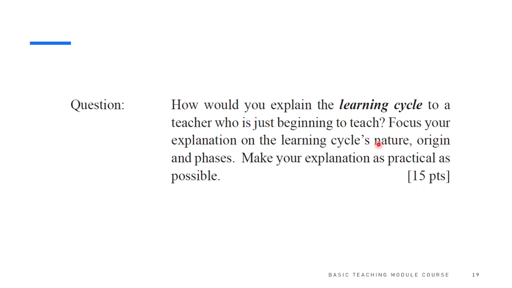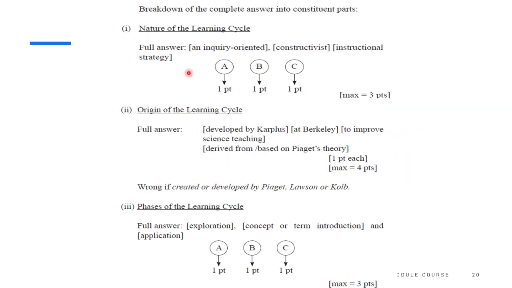So when you make an analytic scoring scheme, you break it into three parts. The first one is the nature, maximum 3 marks, and then origin 4 marks, and then phases 8 marks. So you break the answer into three constituent parts, and that's where you write the guide on how lecturers can score or mark it. So this is one example.